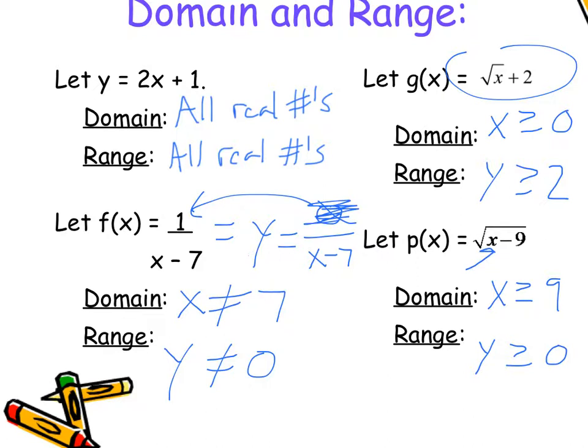The range for p of x would have to be greater than or equal to 0 because, again, the smallest number I can put in for x would be 9. 9 minus 9 would be 0. Square root of 0 is 0. And from there, this graph is only going to increase. So I know that y equals 0 is the smallest y value I can get. Every other y value is going to be bigger.